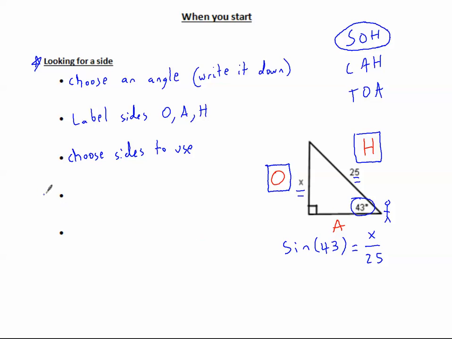Before I go and solve for this, once you get to this point, there's two things that can happen. Let's say you've got the cosine of some angle equals x over, doesn't matter, some number. Or, let's pick a different one.